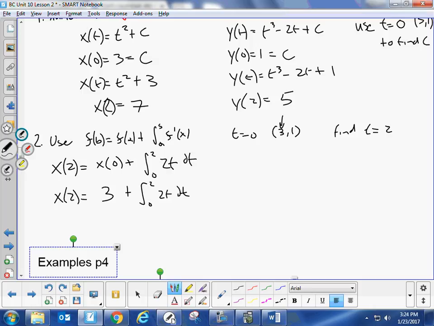Or if you wanted to, you could evaluate this using the fundamental theorem of calculus, but essentially what we did was the antiderivative technique. And we get, boom, our position that way. X of 2 is 7.